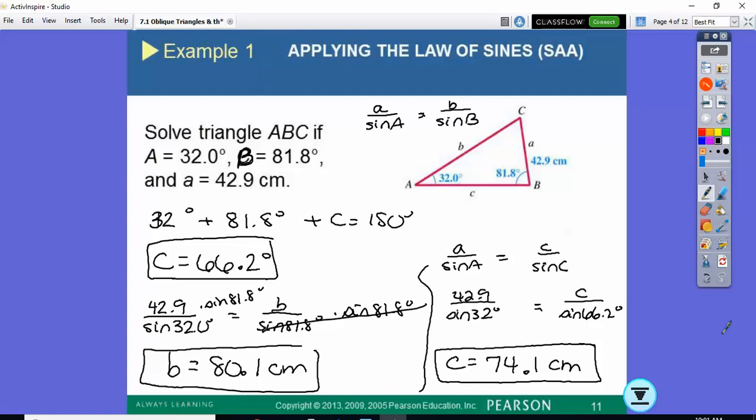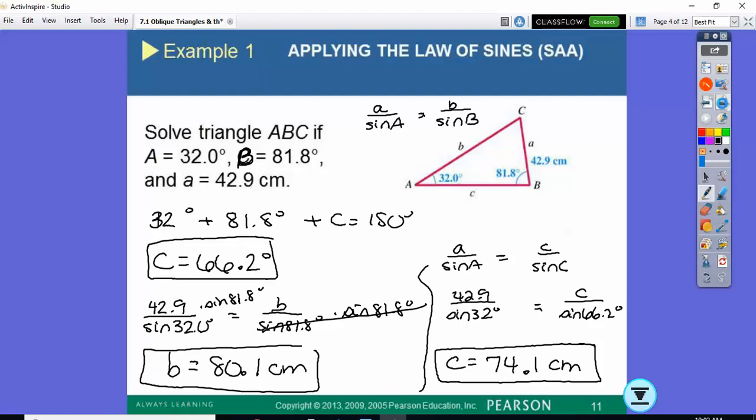Just as a quick check, in your triangle, your smallest side should always be across from the smallest angle, and the biggest side should be across from the biggest angle. So if I look angle-wise, A is the smallest and 42.9 was the smallest side we had. Angle-wise, B is the largest, so side b, 80.1, should be my biggest side. So that's a quick little thing you can do just to make sure that your answers seem reasonable. Alright, any questions on that one?